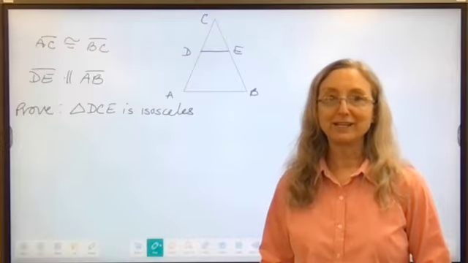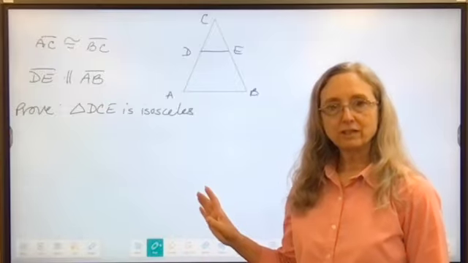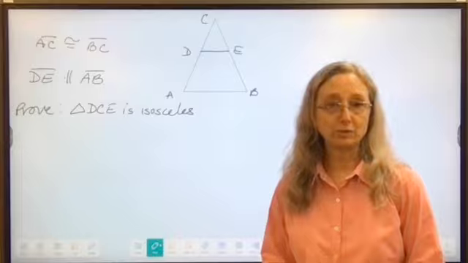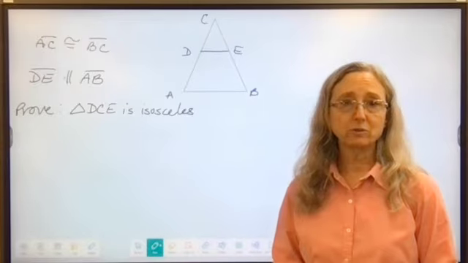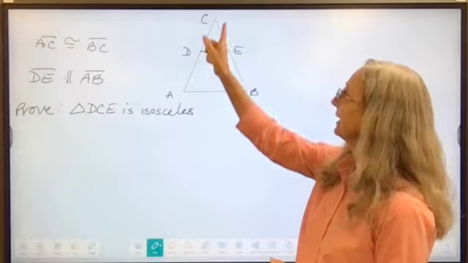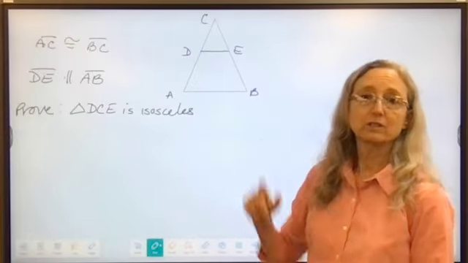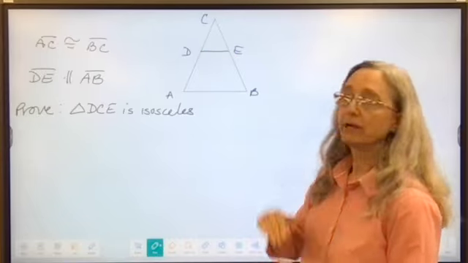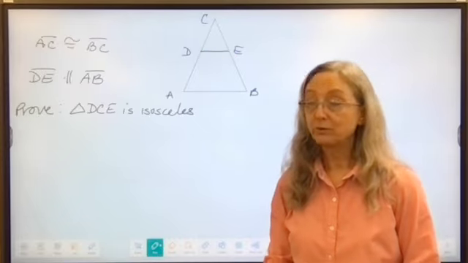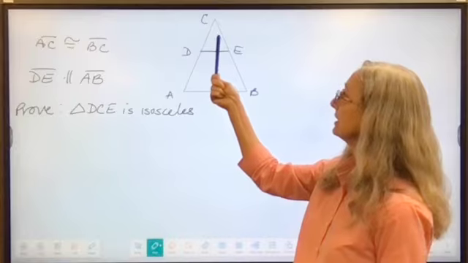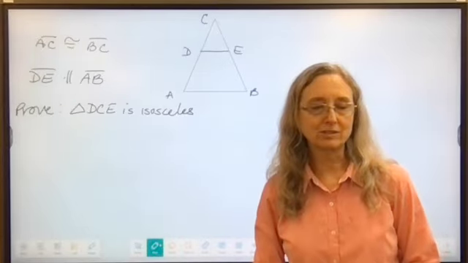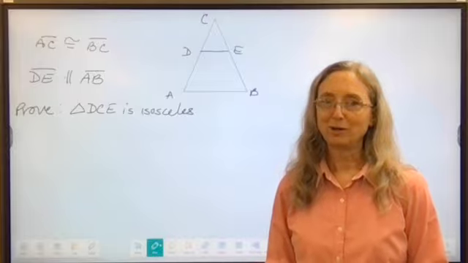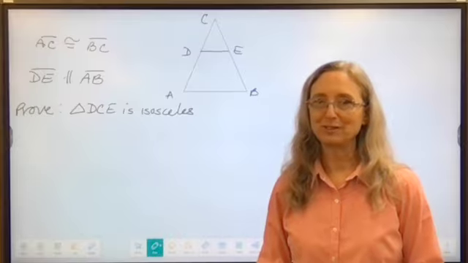Here's another problem I'd like you to take a look at. Look at the information, pause the video, think it through, and see if you can figure out how you would do this. I'm given this triangle right here, and I'm told that AC is congruent to BC, and that DE and AB are parallel. What I want to prove is that triangle DCE up here at the top is an isosceles triangle. How can I go about doing that? Pause the video, think it through, see if you can figure it out.